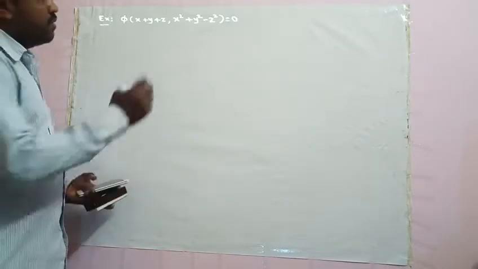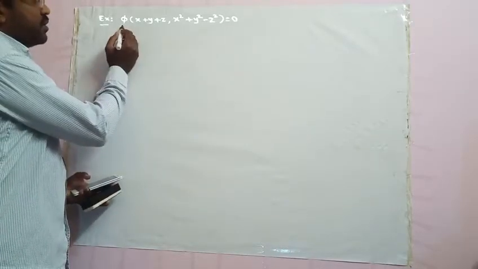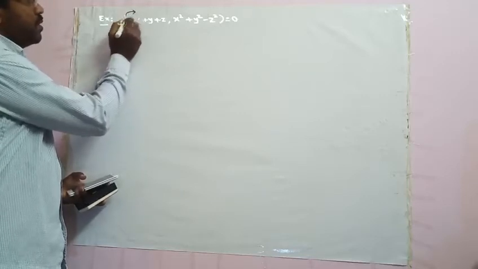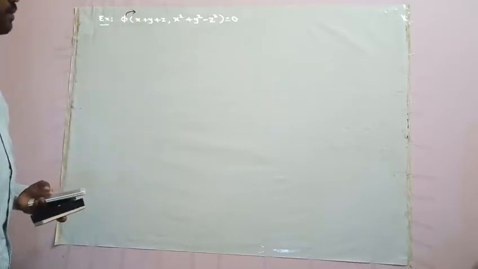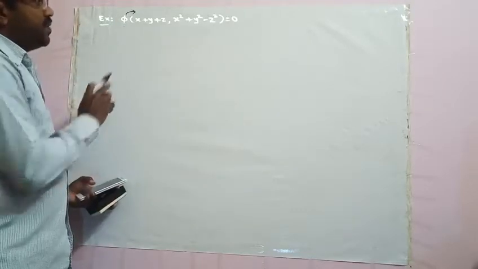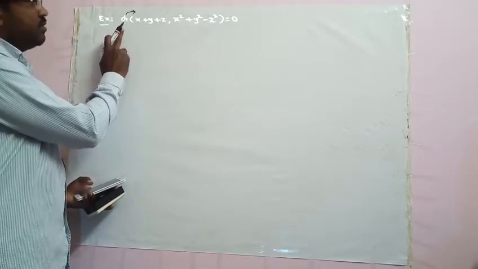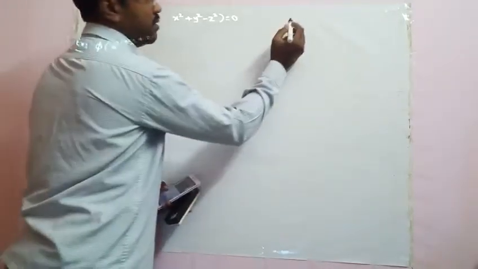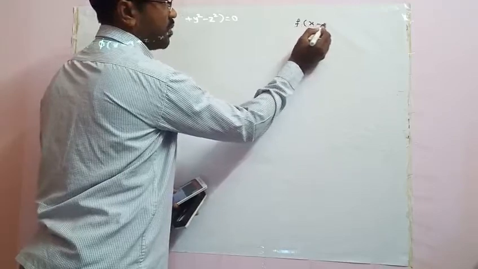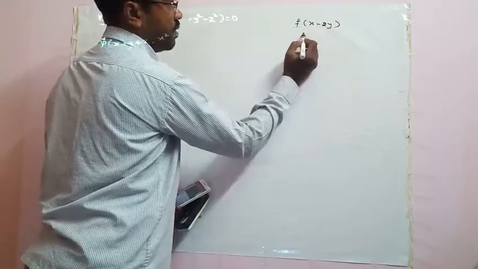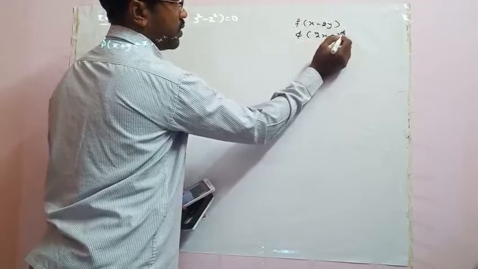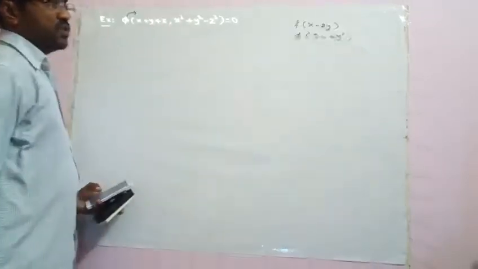Let us form a partial differential equation by eliminating the arbitrary function phi. This is a different type of function. So far we have seen only f of x minus 2y or phi of 2x plus y square, such type of functions.